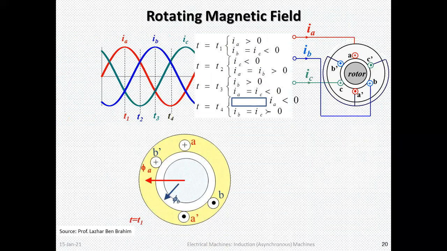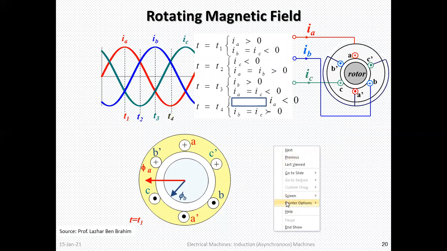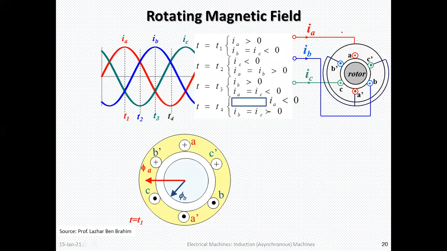Just to understand the concept, we can analyze this rotating magnetic field. In the previous video, you saw how the rotating magnetic field runs in the machine. So now we have to think about it. For this case, we have to understand the concept of the rotating magnetic field.